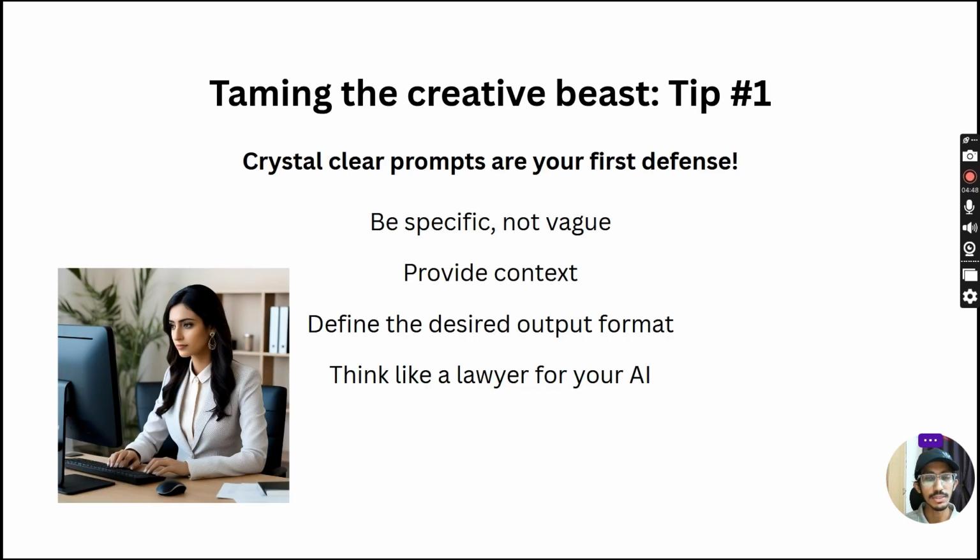So, alright, if these things are prone to making stuff up, what can we do about it? First of all, crystal clear prompts are your absolute first line of defense. You almost have to think like a lawyer when you're writing your prompts for important tasks. Be incredibly specific about what you want. You need to provide context. You also need to define the output format that you expect. So the less room for ambiguity, the less room for the AI to go off on a creative route.